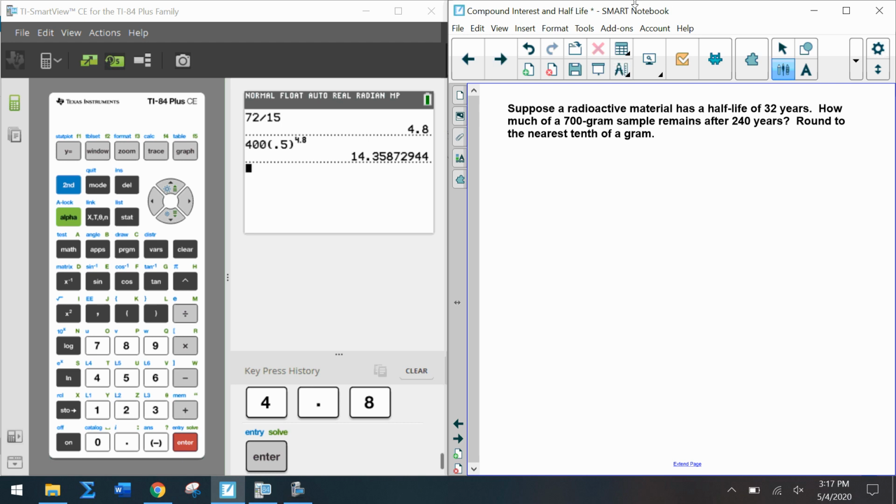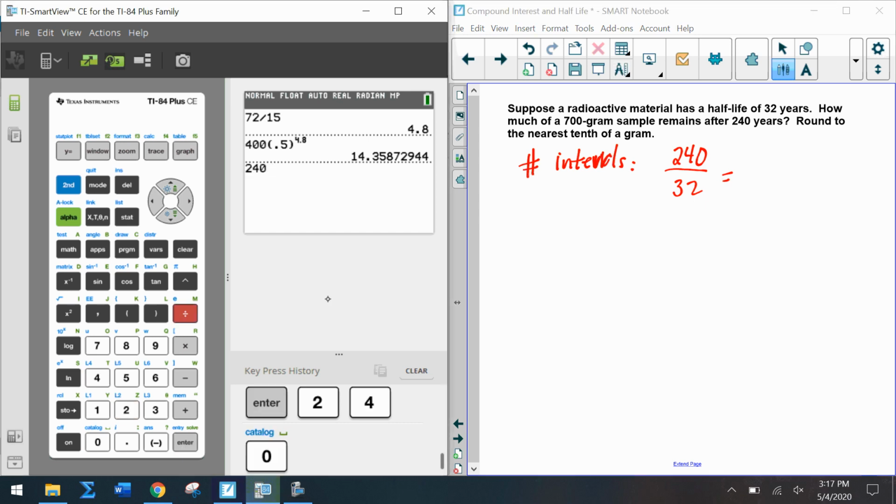So let's do another one. A radioactive material has a half-life of 32 years. How much of a 700-gram sample remains after 240 years? We want to figure out the number of half-life intervals that have gone by. There were 240 years, but the half-life is 32. So we have 240 divided by 32, and we get 7.5 intervals.